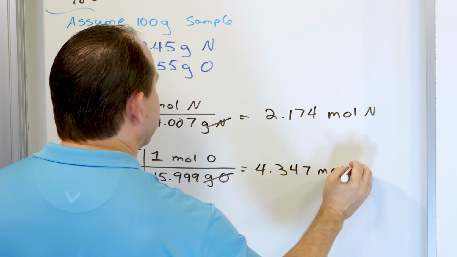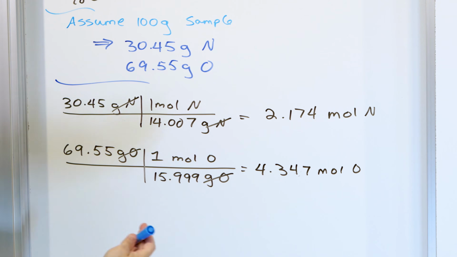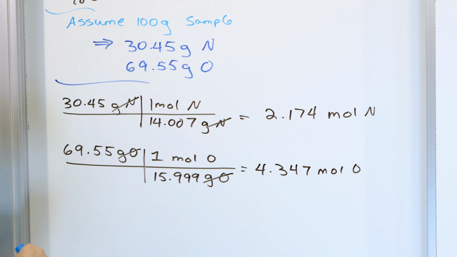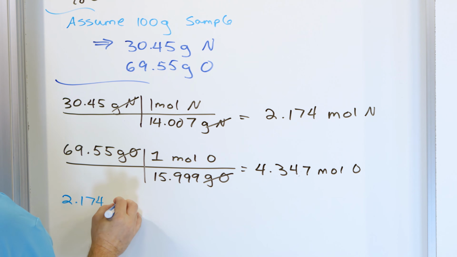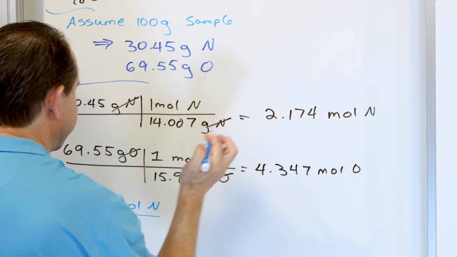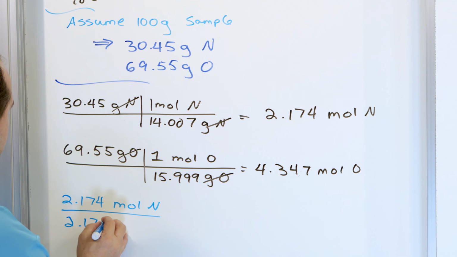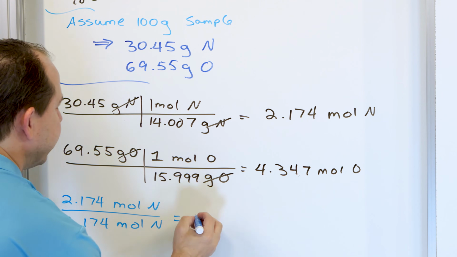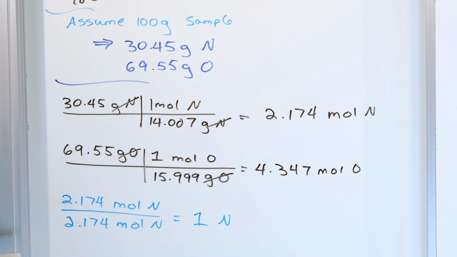moles of oxygen. Okay, then you ask yourself, well, now I know how many moles of nitrogen are in the compound and how many moles of oxygen are in the compound. Now I can calculate that empirical formula by doing the mole ratio. So start with nitrogen, 2.174 moles of nitrogen. I have to divide by something. I'm going to pick the smallest number, which in this case is the nitrogen, 2.174 moles of nitrogen. So we divide these out. You see it's a 1-to-1 ratio, so you get 1. That's the coefficient for the nitrogen.